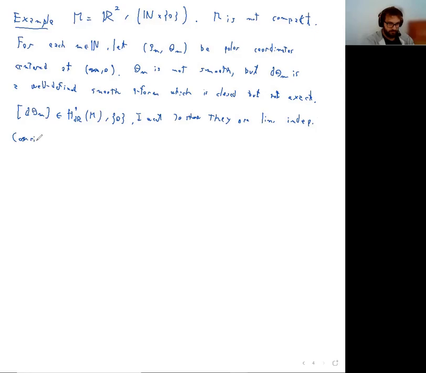So consider C_M, the circle, the circumference of center M0 and radius, let's say, 1/2. And take i_M to be the immersion.